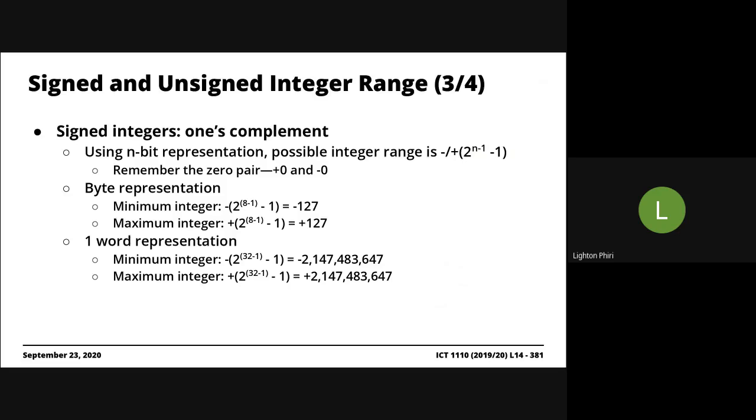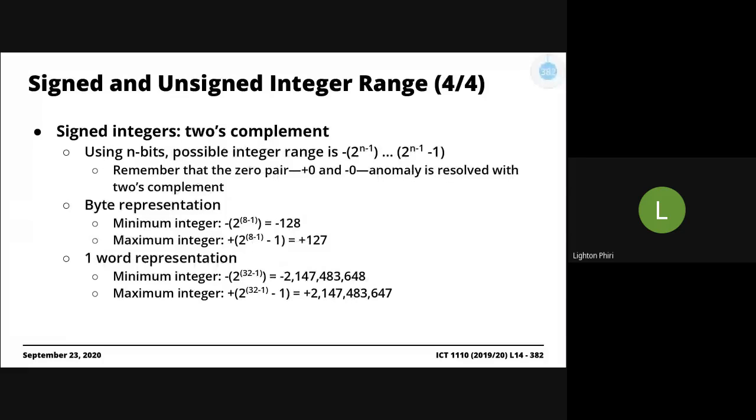It doesn't matter whether you're told this is a 64-bit representation, or 32-bit representation, 16-bit representation, 8-bit representation, or a nibble, 4-bit representation. You just plug in the numbers, right? But because with 2's complement we have effectively gotten rid of the problem with the 0 pair, the formula that we work with is slightly different.